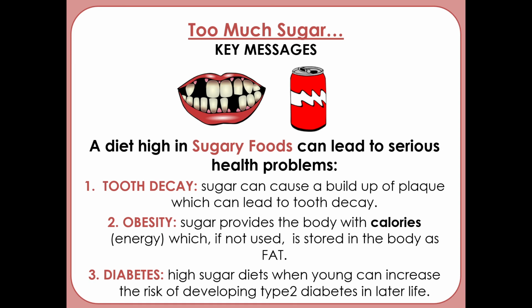So what happens when you have too much sugar? Just a recap of that. Diets high in sugary foods can lead to serious health problems such as tooth decay. The sugar builds up a plaque on your tooth, leading to tooth decay. Then obesity: any extra sugar, all the extra calories, are turned into fat. And diabetes: you can develop type 2 diabetes later in life if you have a high sugar diet.